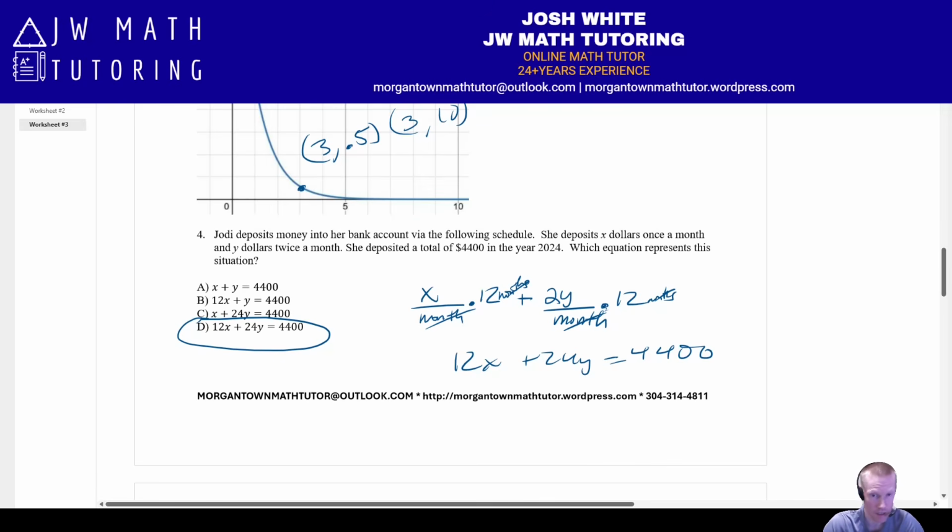Now you could pick numbers, I guess, for X and Y, but you'd basically have to pick them such that they would work out to exactly equal $4,400. But I think that's way more complicated than this needs to be. It's much simpler, much easier to just understand how to set up the linear function by interpreting the text here.